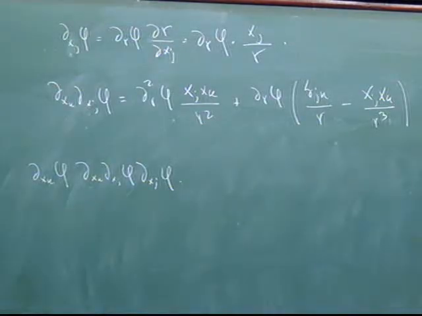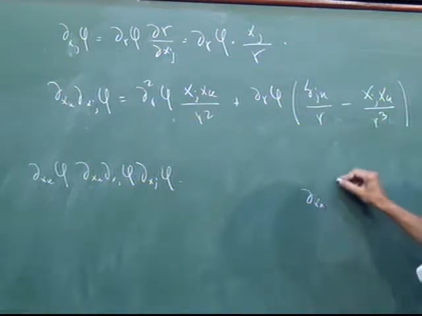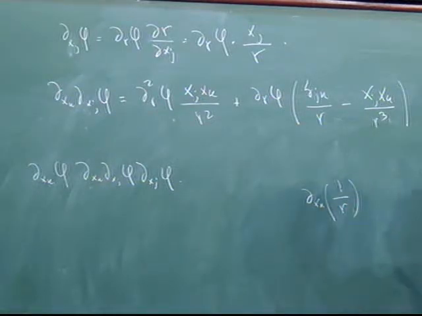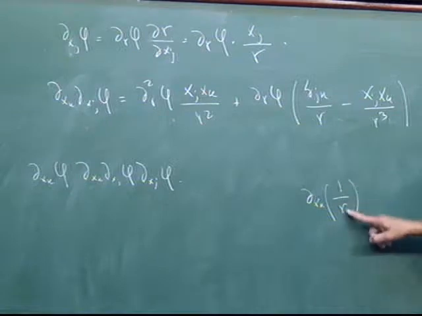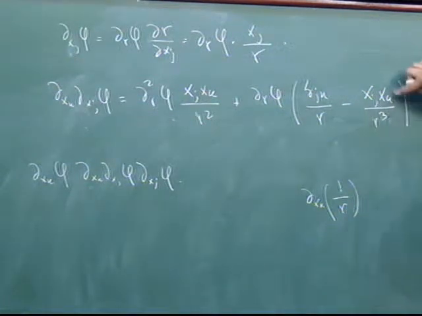When you derive 2 times phi, the last term is not over S2. Okay, let's see. What is the derivative with respect to x sub k of 1 over r? The homogeneity of this is minus 1. The homogeneity of this is 0. The homogeneity of this is minus 1. It's okay.